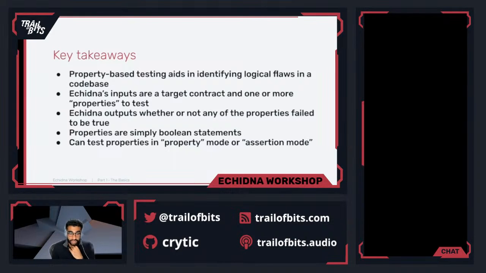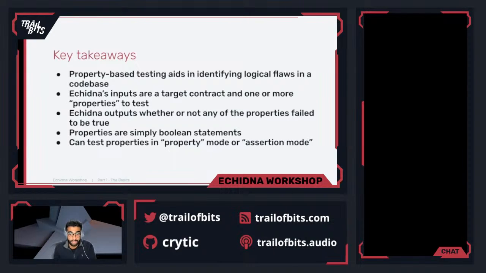Echidna's inputs are a target contract and or one or more properties. So those are the 2 inputs. Always remember, Echidna needs something to fuzz, and then it needs something to test. The something we're testing here is not to crash the smart contract, it's properties. Echidna outputs whether or not any of these properties failed, right? That makes sense. That's the output. We want to validate or invalidate the properties.